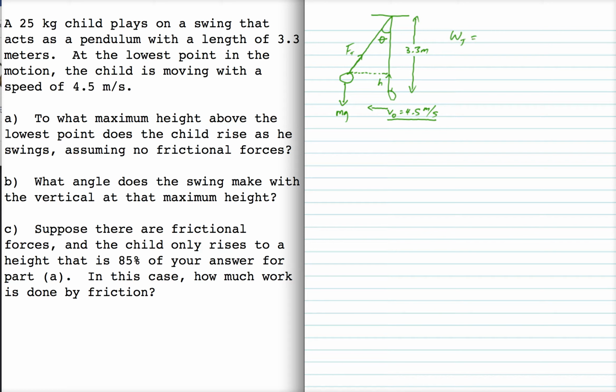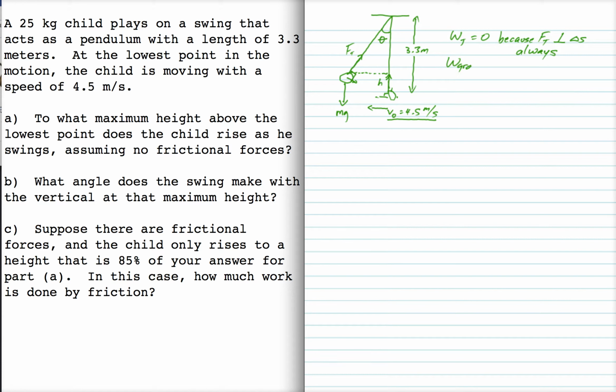And the work done by tension in this problem is zero, because at every point in the motion, the force of tension is always perpendicular to the displacement, right? No matter where you look. If you look down here at the bottom, the force of tension points up, and the displacement is to the right, so they make a right angle. Over here, the displacement goes back that way, and so the force of tension and the displacement make a right angle. Everywhere in the motion, the tension is perpendicular to the displacement, and so the angle between them is 90 degrees, so the tension force does not do any work.